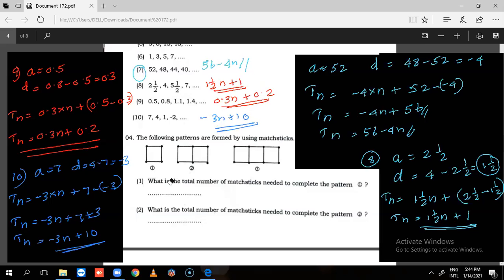And now we are going to this one. The following patterns are formed by using matchsticks. What is the total number of matchsticks needed to complete pattern 1? 4. Here you can see 4. Here you can see 1, 2, 3, 4, 5, 6, 7. Here 1, 2, 3, 4, 5, 6, 7, 8, 9, 10. What is the total number needed for pattern 1? That is 4. What is the total number of matchsticks needed to complete pattern 2? That is 7.